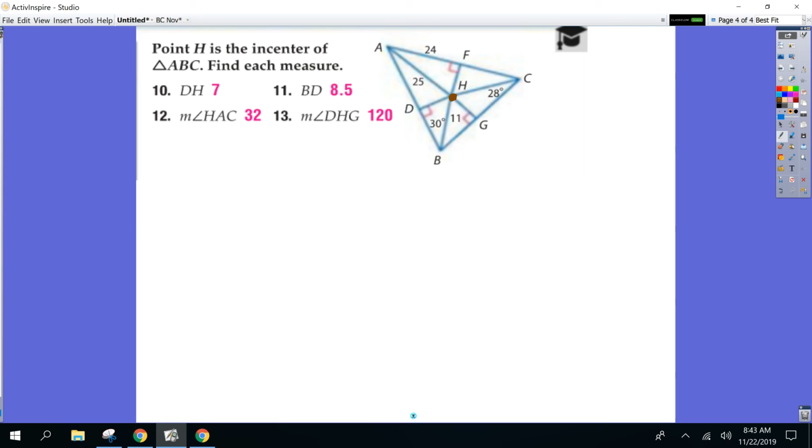So I know an angle bisector, if that's 30, what's got to be next to it? 30. If that's 28, what's got to be next to it? 28. I don't know the degree measures here, but at least I know they are congruent to each other because they're angle bisectors. How many degrees in a triangle? 180. So I can say 180 minus the 30s minus the 28s. And then whatever is left over for this angle here, I can divide by 2 and get angle HAC.